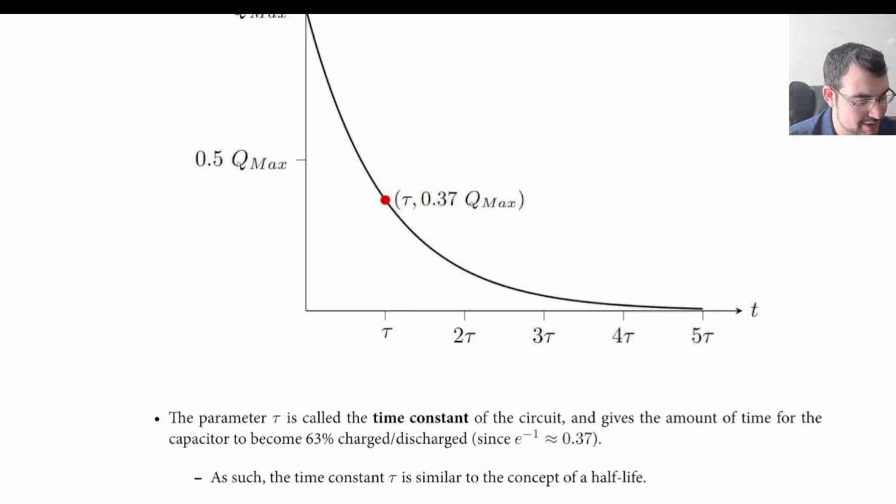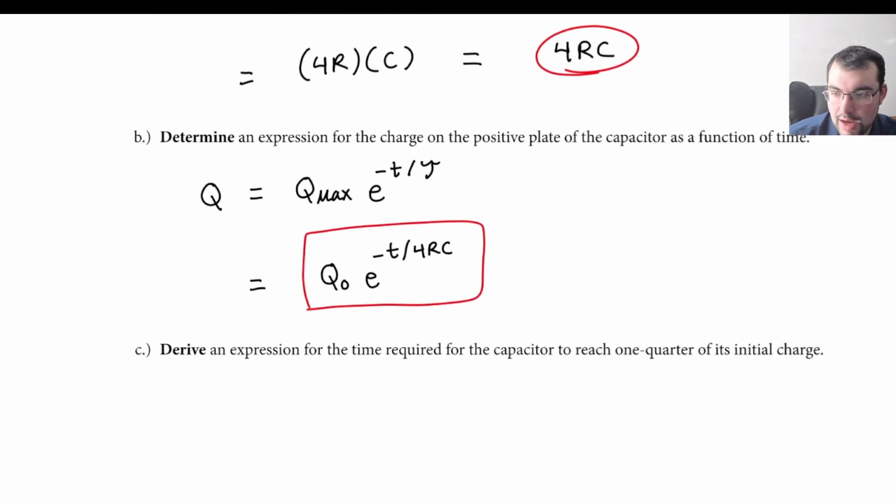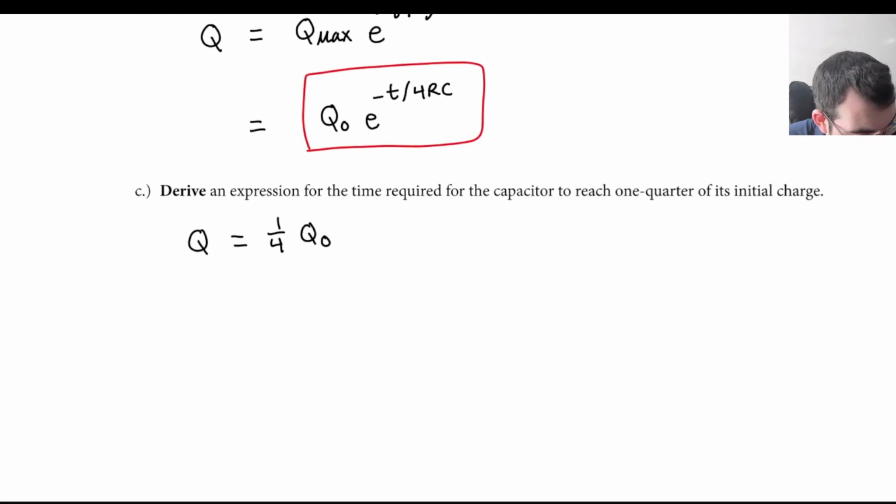So I would expect it to be somewhere between 1 and 2 time constants, if I were just to guess. So how do we get that explicitly? Well, we have an expression for Q. We want to see how long it takes until Q is equal to 1/4 of your original. And actually the physics is done. This is actually a pre-calculus question now. So we just want to see 1/4 Q0 is equal to Q0 e to the negative t over 4RC.